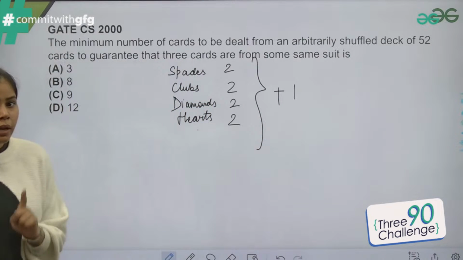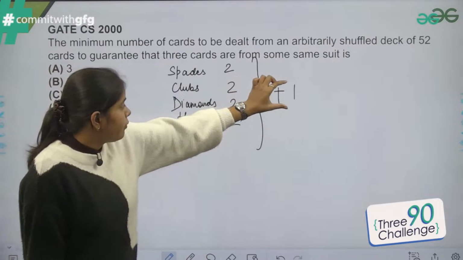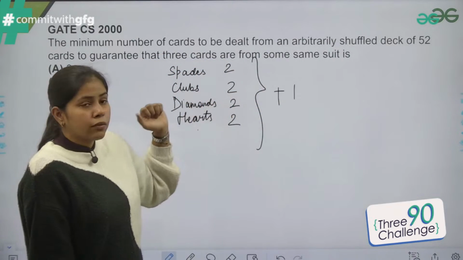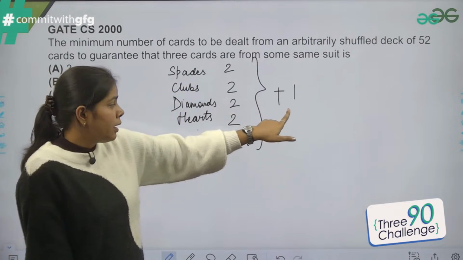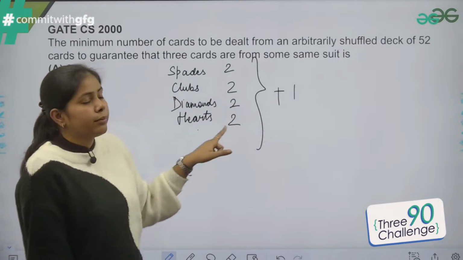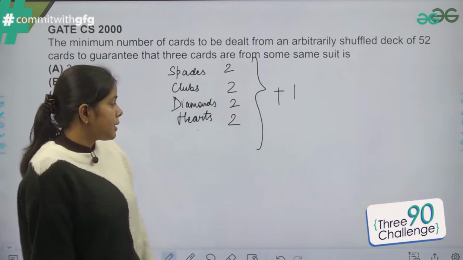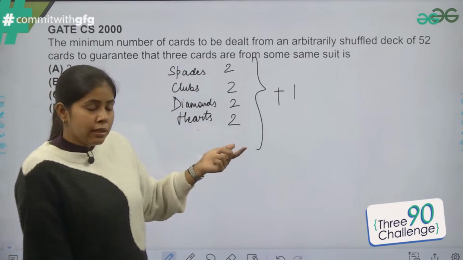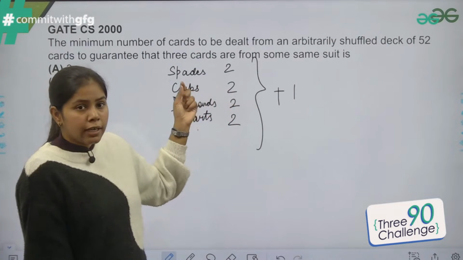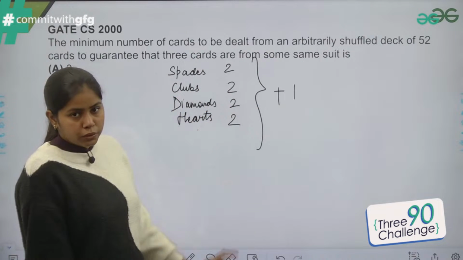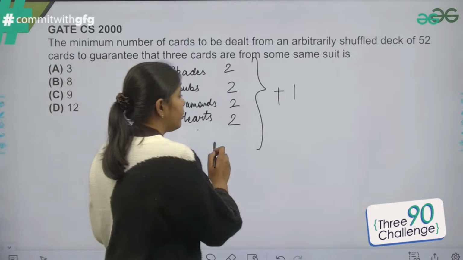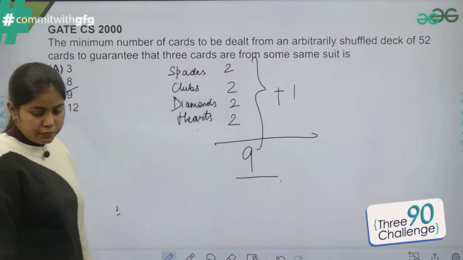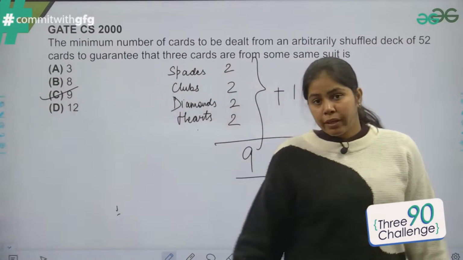You can see that I take the minimum number of cards, because if this 1 card is a spade, then I have 3 spades. If it is a club, then I have 3 clubs. If this last card is a diamond, then I have 3 diamonds. If it is a heart, then I have 3 hearts. I do not have to take more than 3 cards from any suit, right? So how many minimum cards? 9. Which option is true? Option C is true. I hope this is clear to everybody.